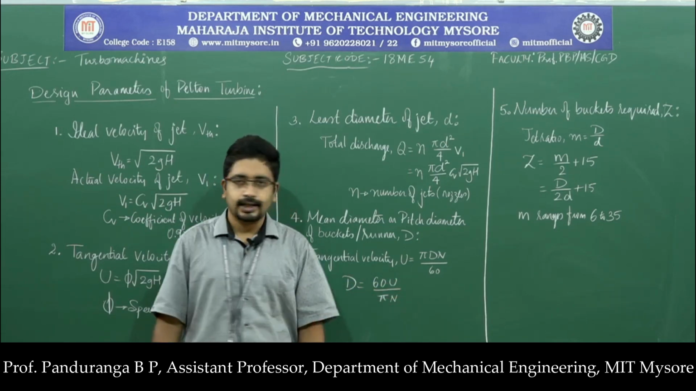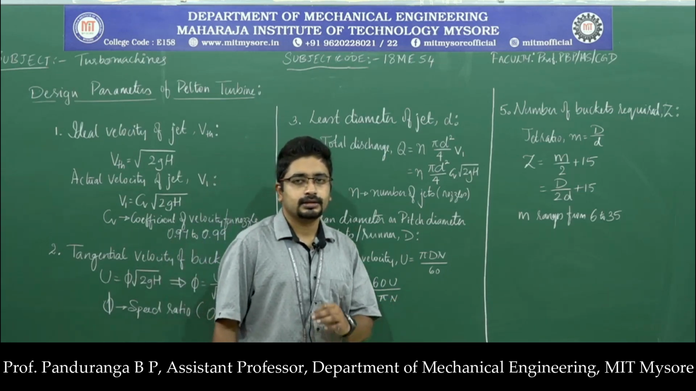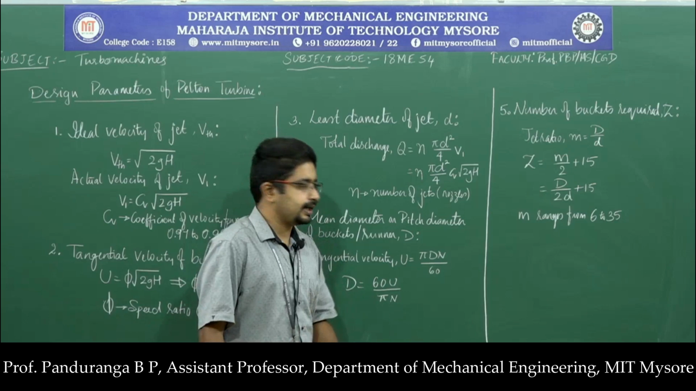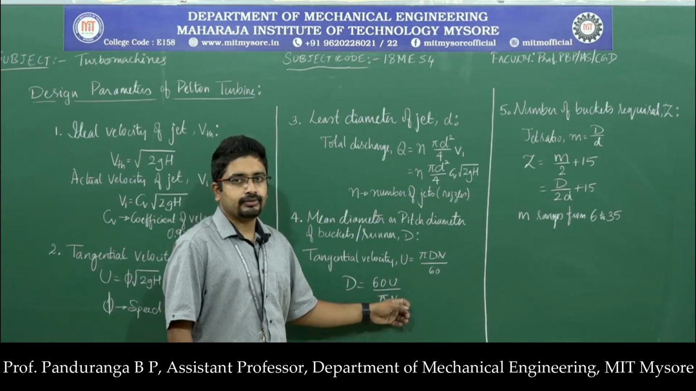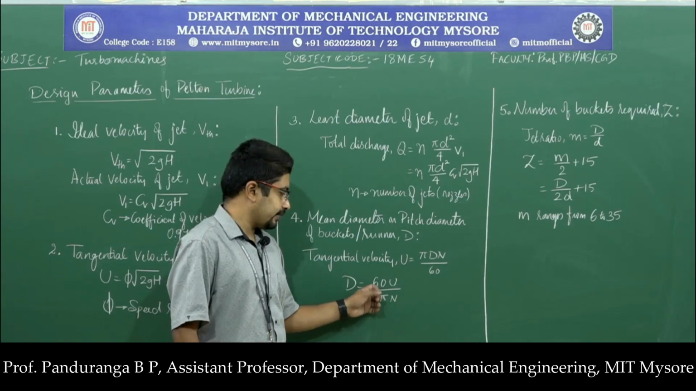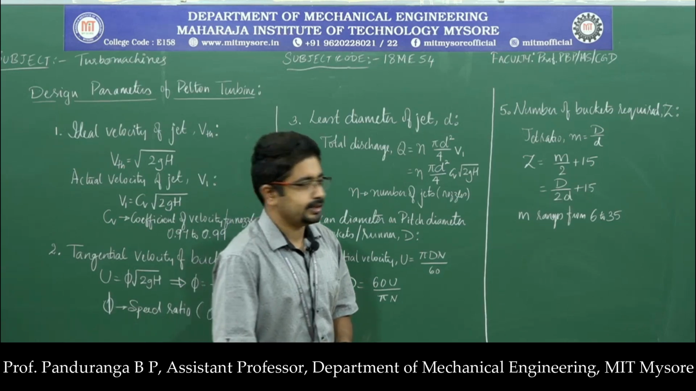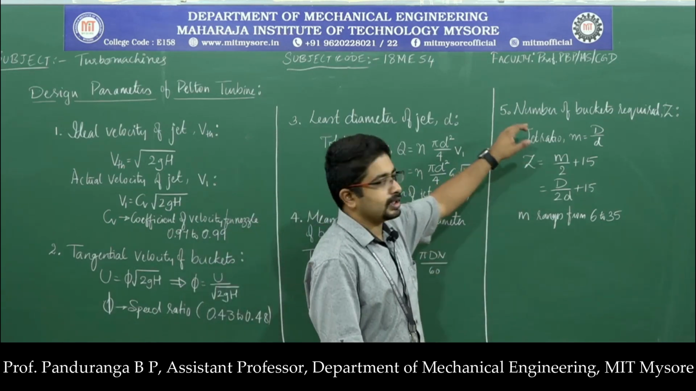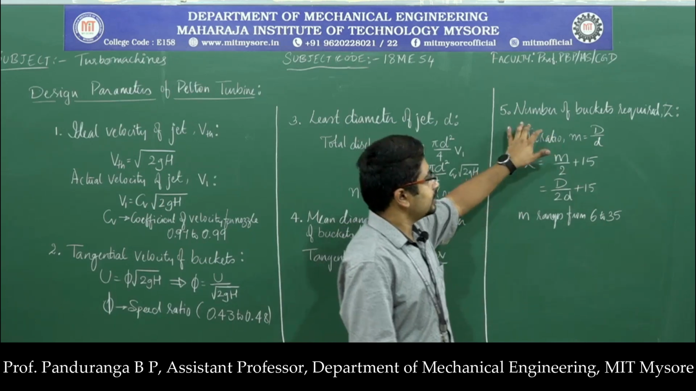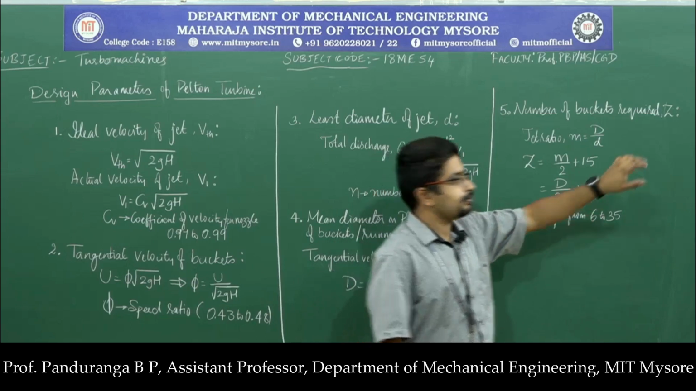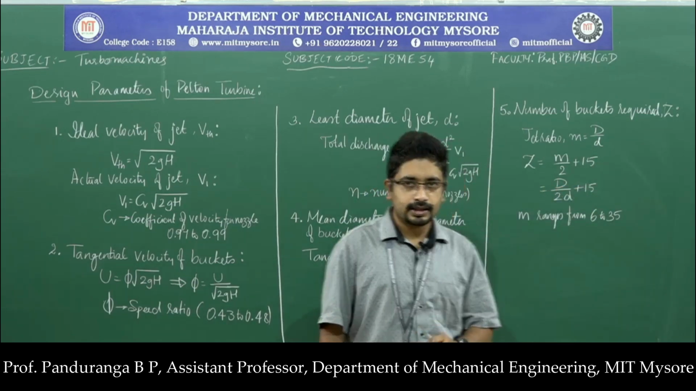So u is the tangential velocity and n is the rotational speed of the runner or the bucket, and that will be in RPM. That is the reason why we have 60 here, to convert that into rotations per second. Then the last major parameter in the design of a Pelton wheel is the number of buckets required, represented by capital Z.